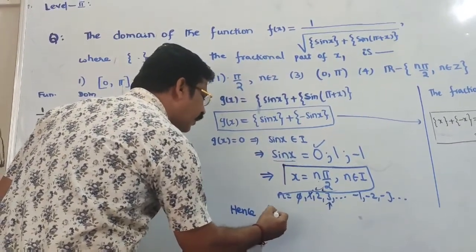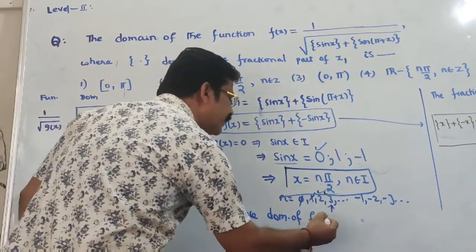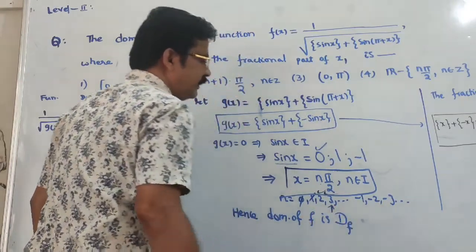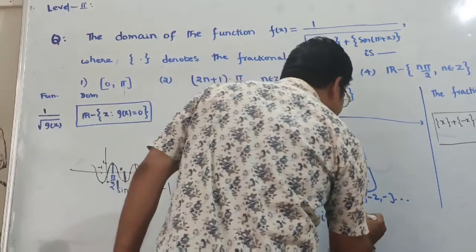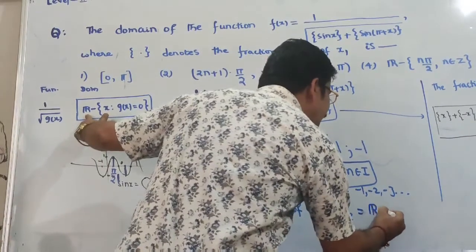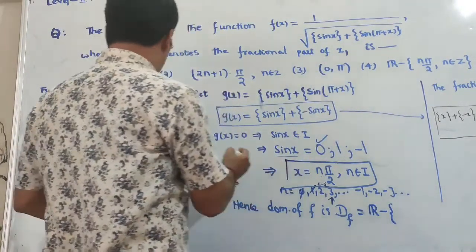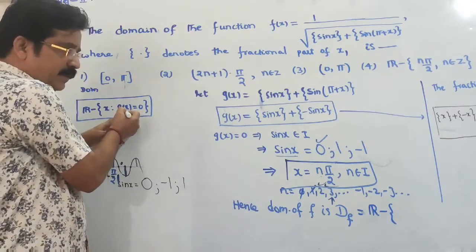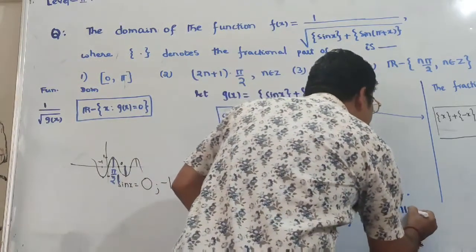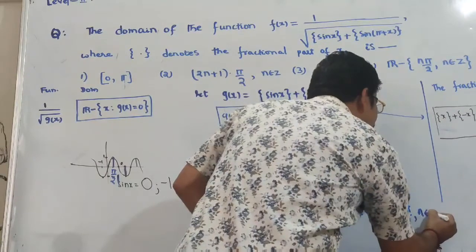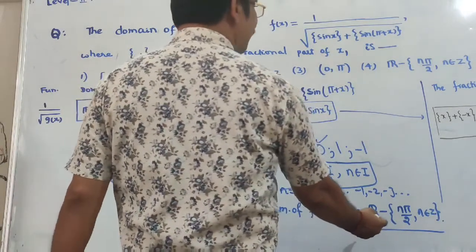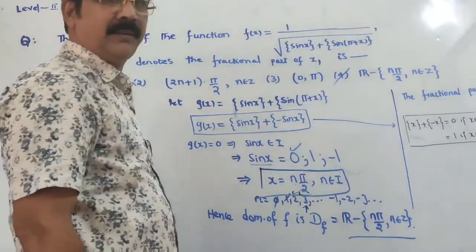Hence the domain of f, simply D suffix f, is called the domain of f. This notation is equal to what we wrote here: capital R, the real number set, minus the set of values of x so that g of x equals 0. What is the solution for g of x equal to 0 here? It is n pi by 2, n belongs to z. So this is the final solution. Where is that? It is in the fourth option. Hence the problem.